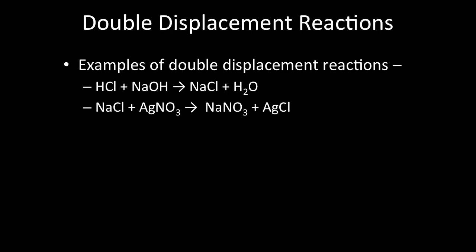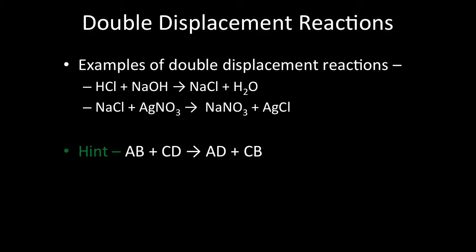Let's check another reaction. Sodium chloride and silver nitrate react to form sodium nitrate and silver chloride. The same thing is happening here. The sodium takes away the nitrate and silver takes away the chloride from sodium chloride. The anions are being exchanged.